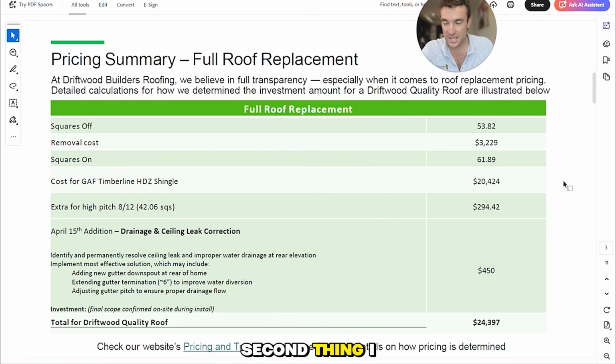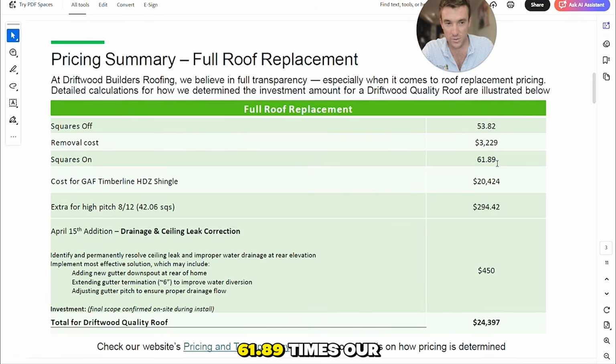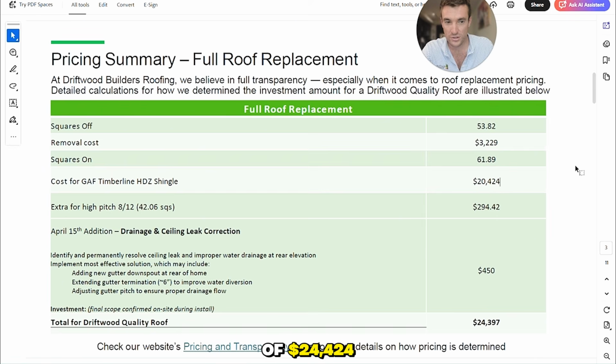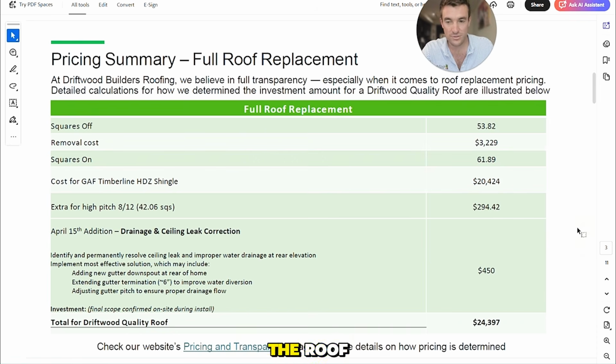And then the second thing I did was I looked at, okay, how many squares do we need to add on? And what I did is I took the 61.89 number, which is used in the 15% default waste factor, and I did 61.89 times our cost per shingle, which gets us to a total of $24,424. So typically after that, it would be over. You take the total cost to remove the roof plus the total cost to add on more shingles to the roof, and that's the total price of the roof.